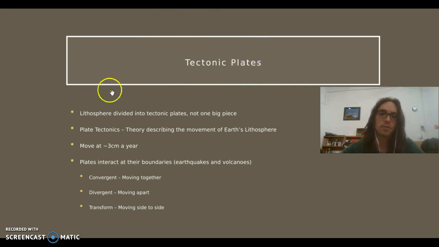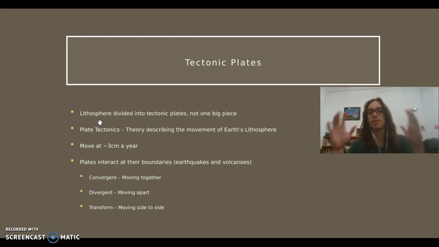So the lithosphere, if you remember, we talked about it in our previous unit. The bottom part of that is going to be sitting on a liquid upper mantle called the asthenosphere, and then the top part of that is going to be like what we walk on, like the continents. So the lithosphere is divided into tectonic plates. It's not just one big piece of land. It's many pieces of land that have moved throughout the history of the Earth.